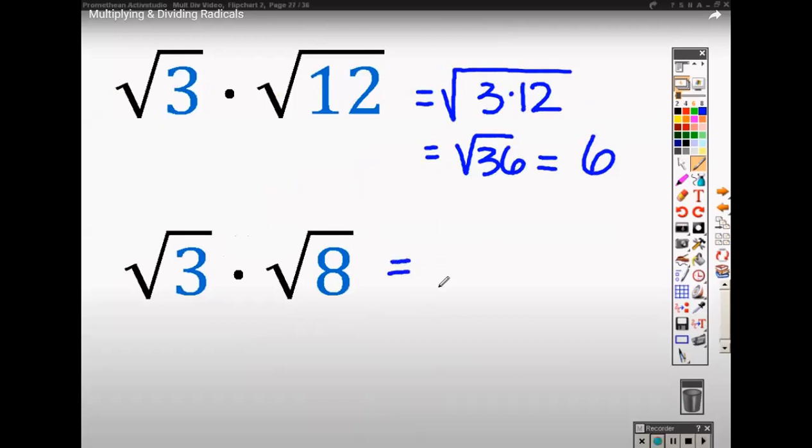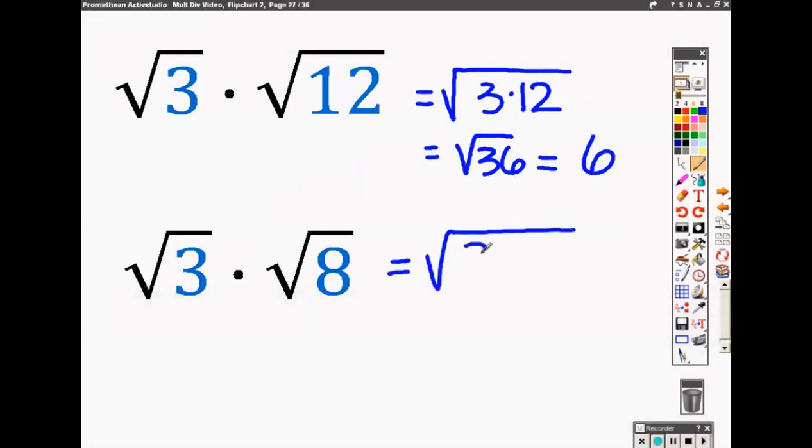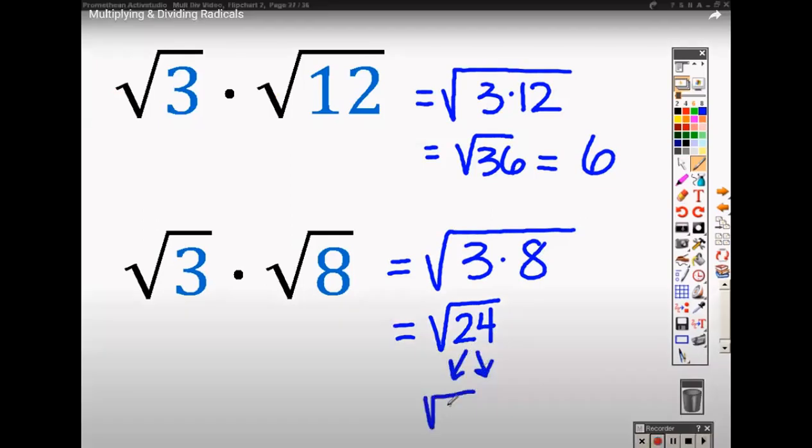Square root 3 times square root 8. We will multiply 3 times 8 under the radical sign, so it will be square root 24. Now 24 is not a perfect square number, so we will try to find two numbers, one perfect and the second not perfect, like 4 times 6. Now square root 4 is 2, so the answer will be 2 root 6.